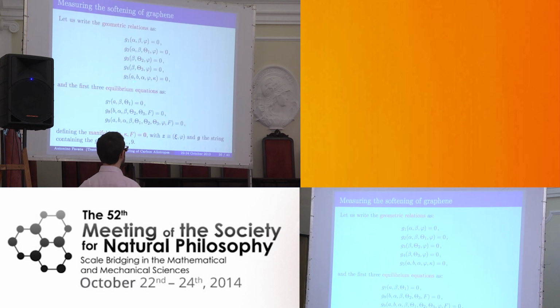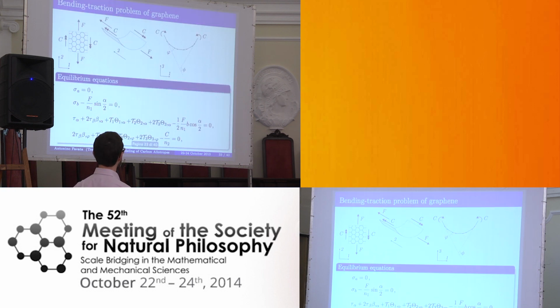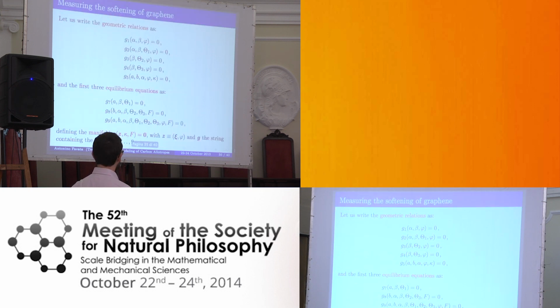Consider all these geometric relations and the first three equilibrium equations and write them in this compact form, like a function g equal to 0. This function depends on z, which is the order parameter string, and phi. Phi is the angle due to the folding. So it depends on z, it depends on k, which is the curvature, and depends on the force I'm applying before bending.